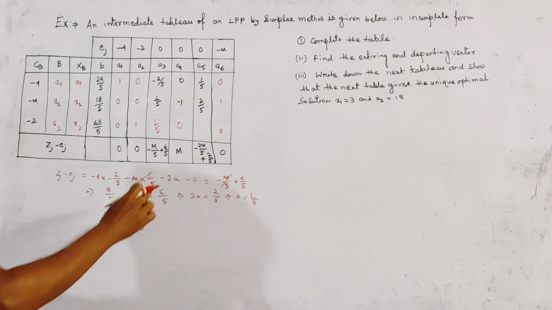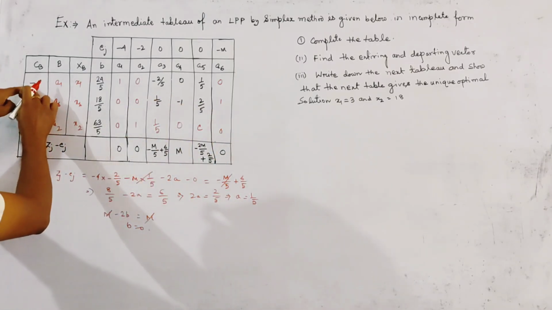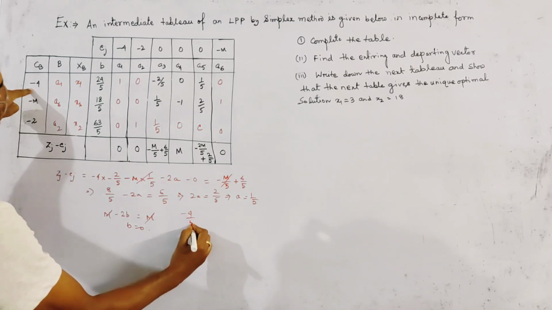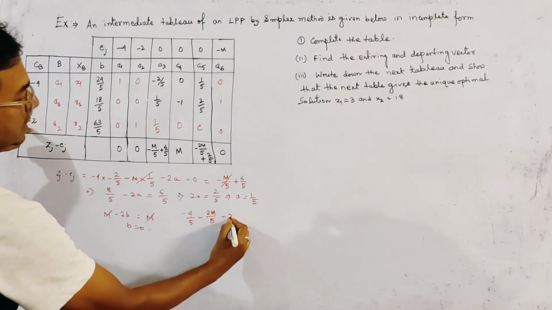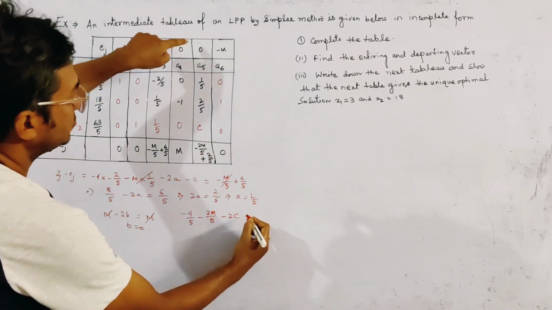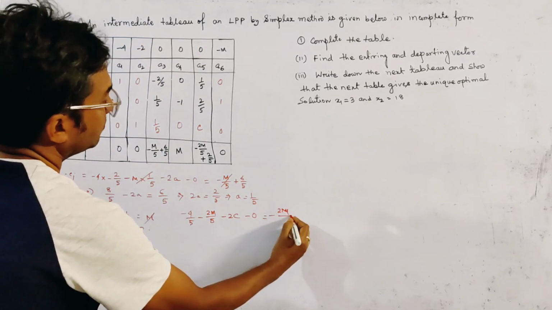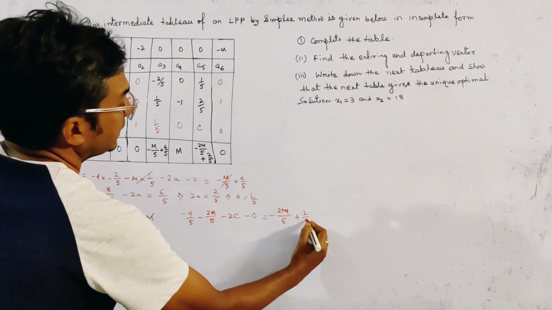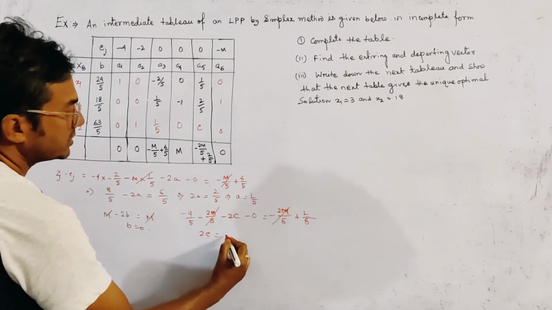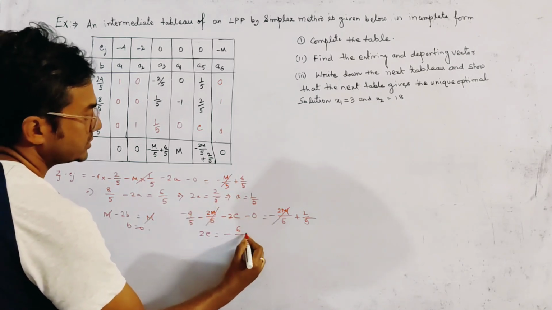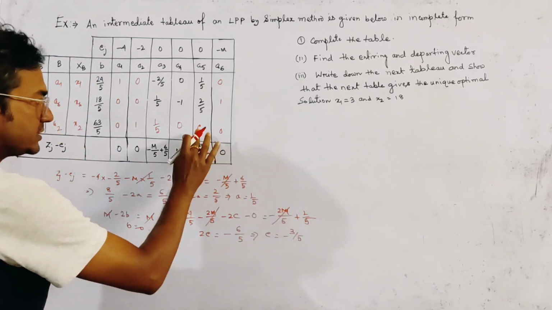For another element, let this be c. By the calculation, this is -4 by 5, this is -2M by 5, and -2c, minus 0, obviously Cj equal to 0. This is given by -2M by 5 plus 2 by 5. The 2M by 5 cancels out, and 2c is given by -6 by 5, so c is equal to -3 by 5.